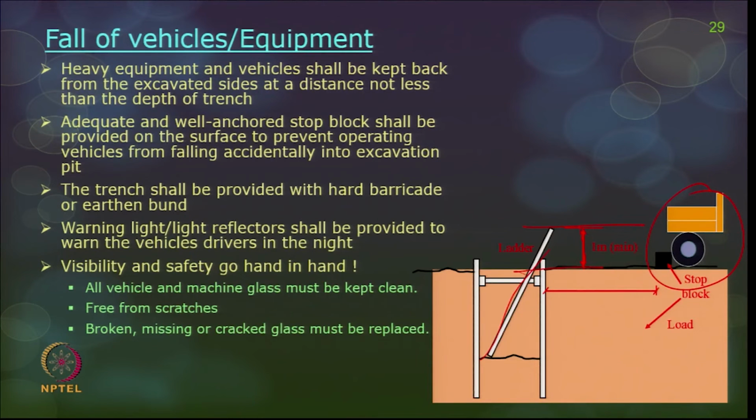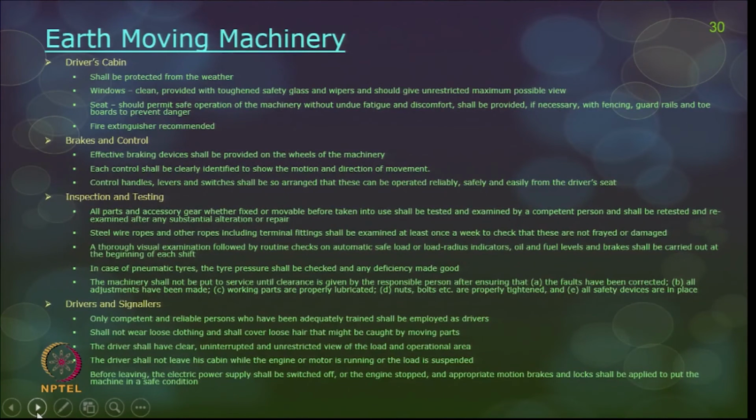An adequate and well anchored stop block should be provided on the surface to prevent the equipment from accidentally running in and falling into these pits. The trench shall be provided with hard barricades, and visibility and safety should go hand in hand. Primarily, these vehicles should be properly cleaned and free from scratches, and if there is broken, missing or cracked glass, it should be replaced and repaired, so that the visibility of the operator is clear at all times and there is no compromise on visibility.